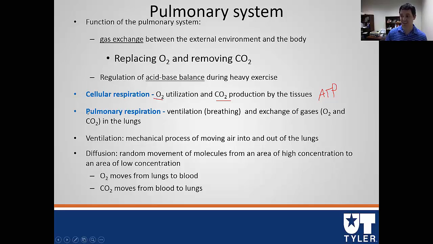What we're going to focus on today, though, is pulmonary respiration. This idea is that there is ventilation or breathing and the exchange of gases that takes place in the lungs. So two properties that go into pulmonary respiration are both ventilation and diffusion. We can define ventilation as the mechanical process of moving air into and out of the lungs. Right? So breathing. Diffusion is more of a physics principle and is the idea of the random movement of molecules from an area of high concentration to an area of low concentration.